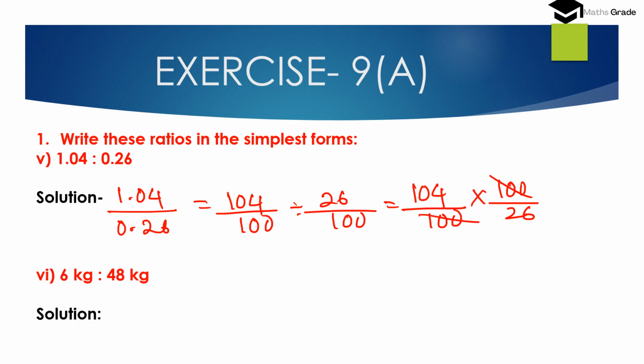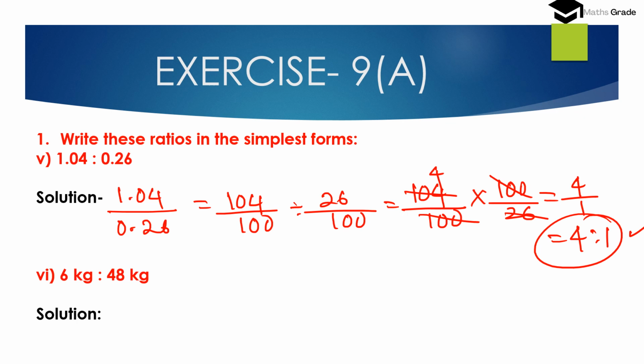Cancelling 100 and 100, and cancelling 26 and 104: 26 multiplied by 4 is 104. Now we get 4 divided by 1, which is 4 is to 1. And 4 is to 1, or 4 divided by 1, is the simplest form of the ratio 1.04 is to 0.26.